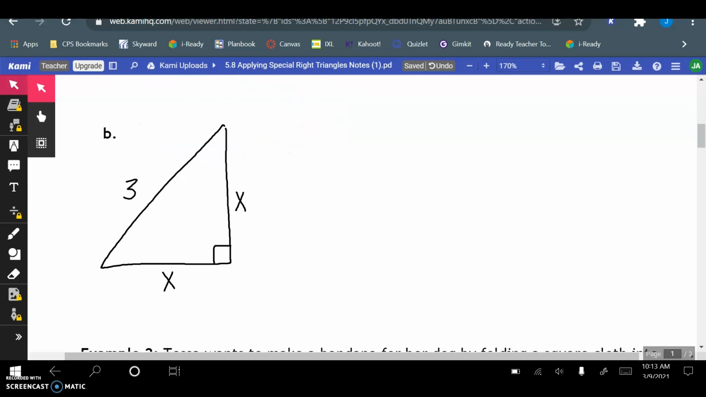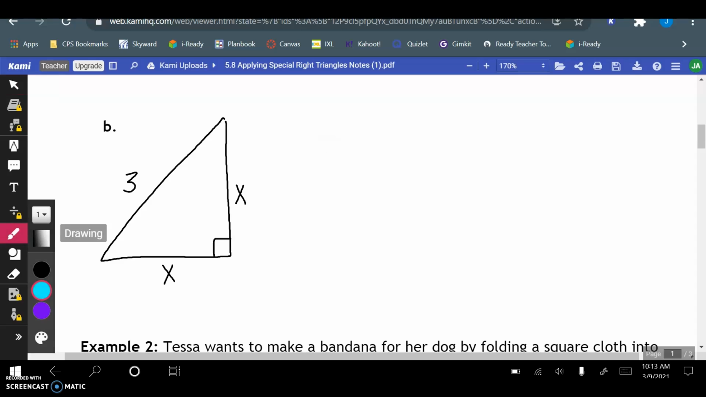And then here we have the side lengths, or the legs, are x's, and the hypotenuse is 3. So we would take those side lengths, those legs, the x value, and multiply it by the square root of 2. And they're telling us that that side length is equal to 3. So remember, this is the length of the legs. This is always the square root of 2, and then this is the length of your hypotenuse.